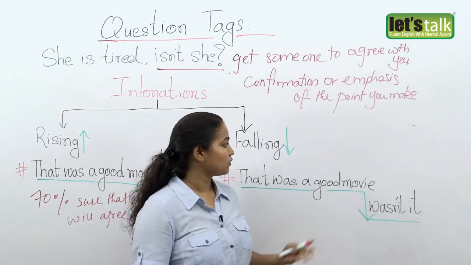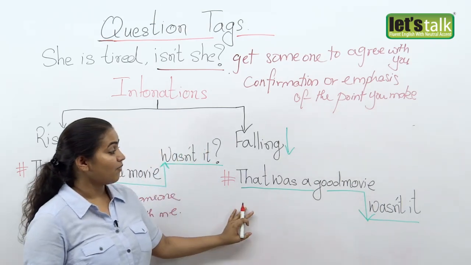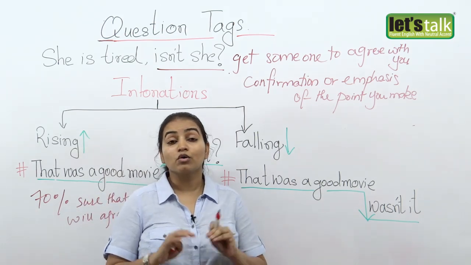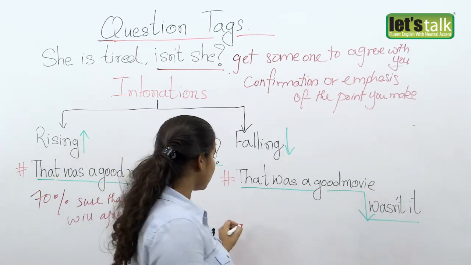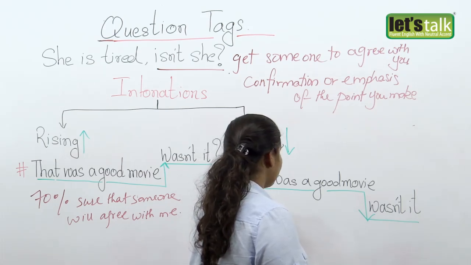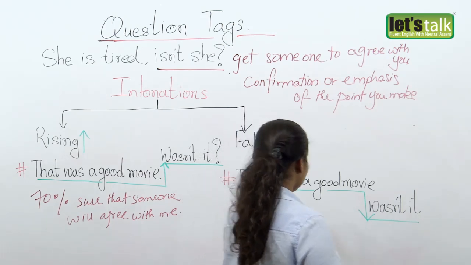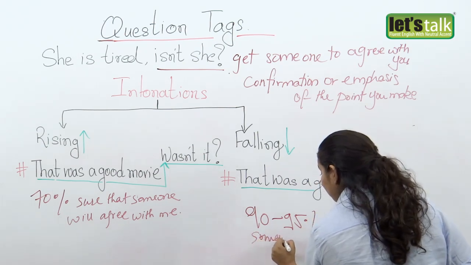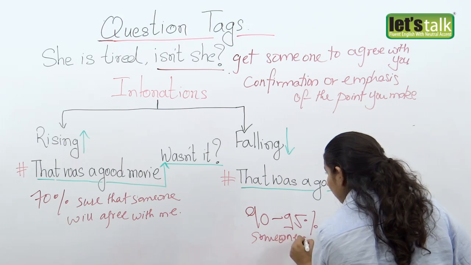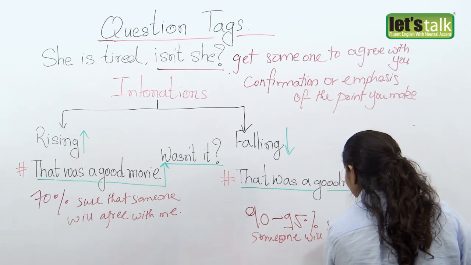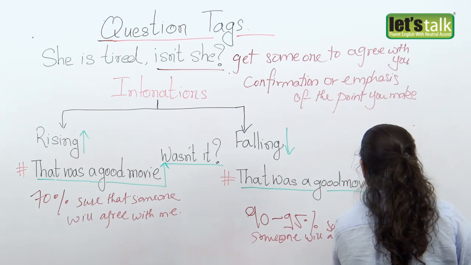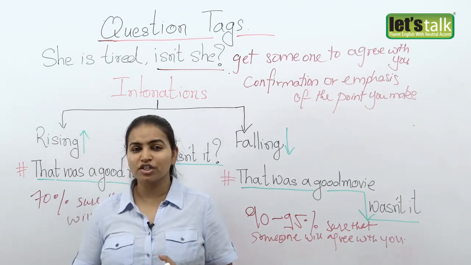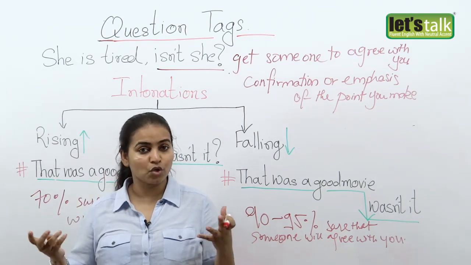Then on the flip side, you have your falling intonation, okay? Now, your falling intonation is used when you are almost sure, when you're almost 100% sure. So can I say that you are maybe 90 to 95% sure that someone will agree with you. You know, when we are sure, we have a quiet confidence. When I'm sure about things, I don't need to raise my voice. I'm very confident. Don't we all see that?